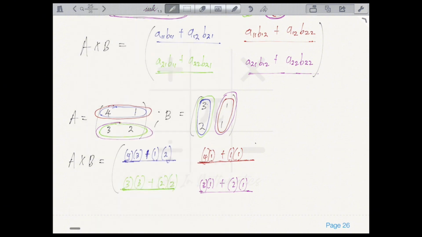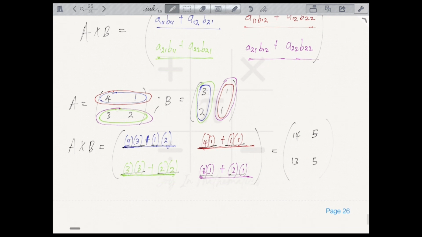So this in itself will result in 4 times 3, which is 12, plus 2 times 1, which is 2. That's 12 plus 2 is 14. 4 times 1 is 4, 1 times 1 is 1, 4 plus 1 is 5. And we have this one, 9 plus 4, 13. 3 times 1, 3, plus 2, which is 5.